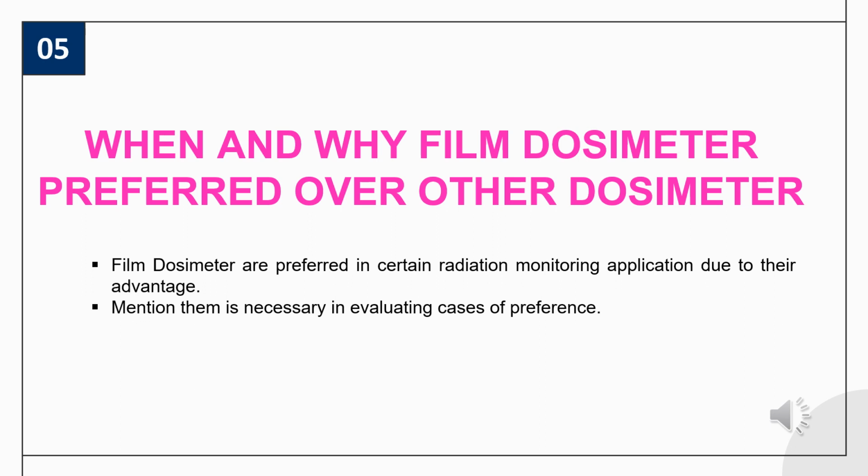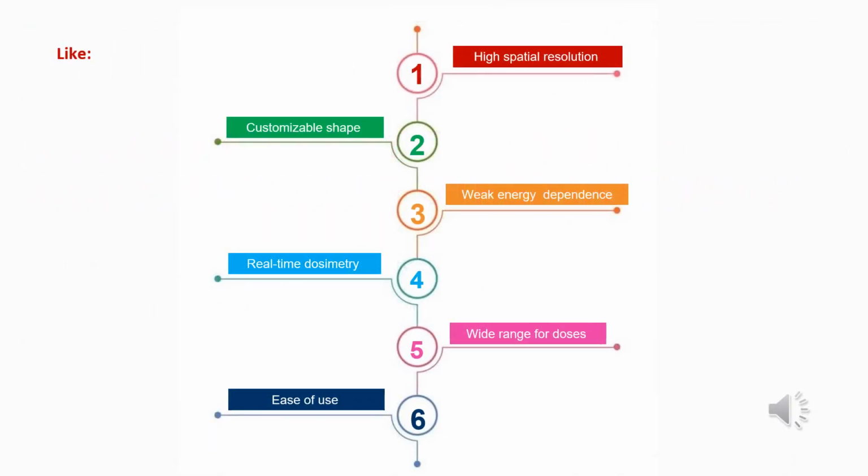At the first, film dosimeters are preferred in certain radiation monitoring applications due to their advantages. Mentioning them is necessary in evaluating cases of preference, like high spatial resolution, customizable shape, weak energy dependence, real-time dosimetry, wide range for doses, ease of use.